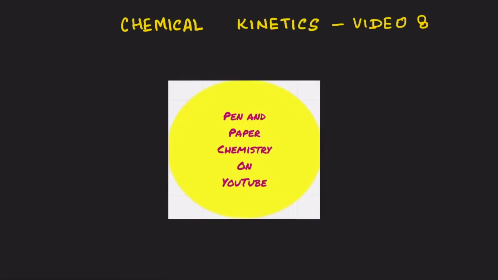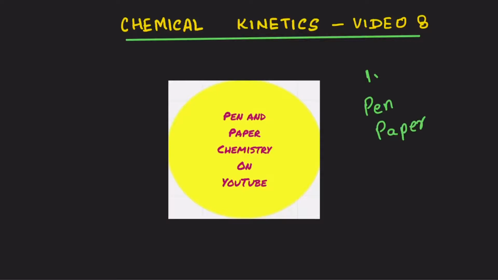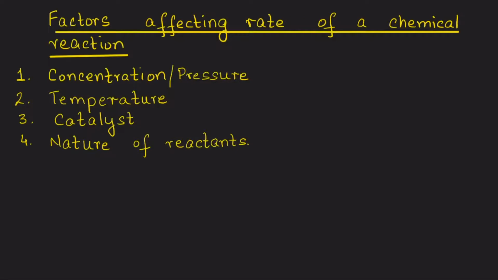We shall be continuing with our topic of chemical kinetics, and this is video number 8 in the series. So please make sure that you've got your pen and paper ready so that you can take down notes for offline reference. We are continuing with the factors affecting the rate of a chemical reaction. We've already covered concentration and pressure, and how they affect the rate of a chemical reaction. We shall be talking about the effect of temperature on the rate of a chemical reaction.